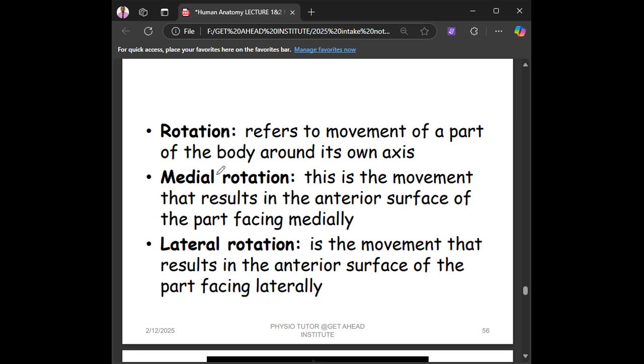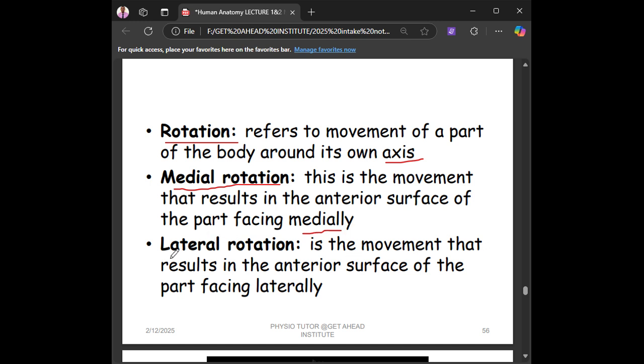Then we have what we call rotation. Remember we talked about axis of rotation. Rotation refers to movement of a part of the body around its own axis. It can be in the longitudinal axis, the vertical axis, etc. Then we have what we call medial rotation. This is the type of movement that results in the anterior surface of the part facing medially, towards the midline.